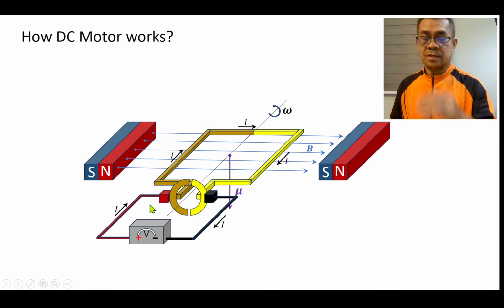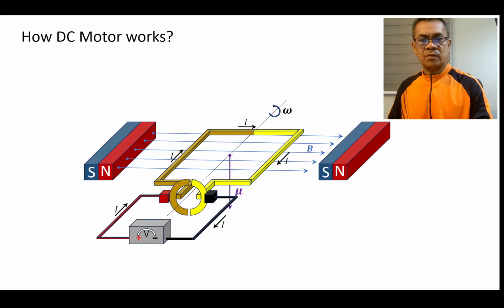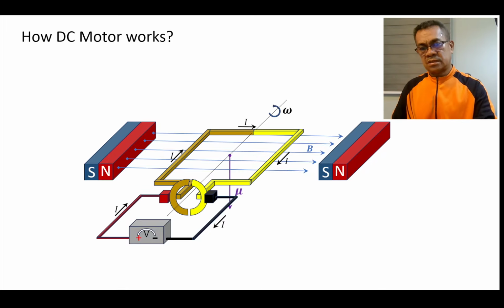The power supply supplies current to the loop. Then it provides mu, which is the dipole moment. Why? Because we have the current I and we have this area. So the question now is, will this system rotate? The answer is yes, provided we have the permanent magnet. Without the permanent magnet, we cannot. So we need this one.